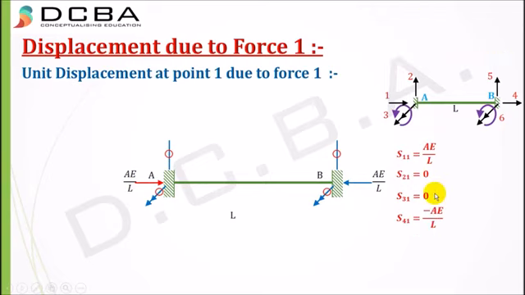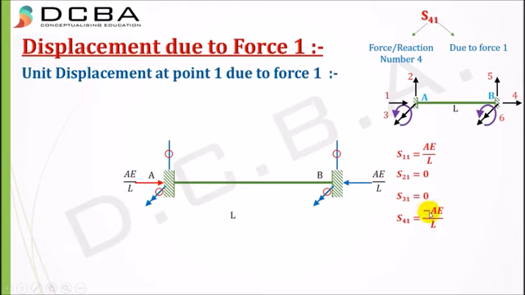Now S41 is negative AE by L. Why is it minus AE by L? It is first of all force or reaction number 4 due to force 1. As you can see, these are our positive directions, right? And the positive direction at 4 is going rightwards, but the reaction formed at number 4 is in the left direction.